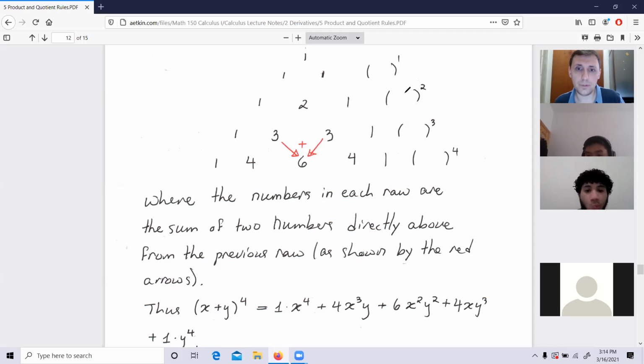Okay, I see a few people notice it correctly. Yes, so what you do is you begin with 1 here. 1 plus 4 is 5. 4 plus 6 is 10. 6 plus 4 is 10. 4 plus 1 is 5, and then extra 1. That's the expansion. Very well done.